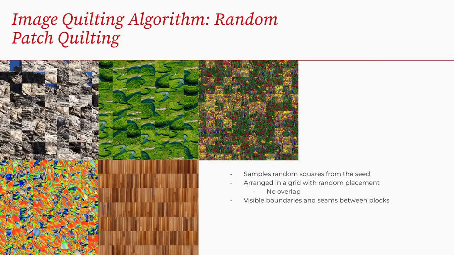The first algorithm that I implemented was the random patch quilting. What this does is that it takes random sample squares from the seed image and arranges them in a random grid pattern without any overlap in the target image. And as you can see, it does create a larger image, but there are lots of overlaps and there's no cohesiveness between all the grids. So there are visible boundaries and seams between all the blocks.